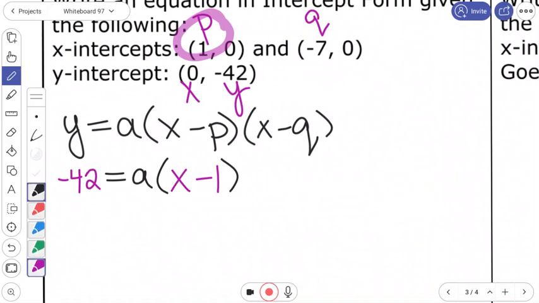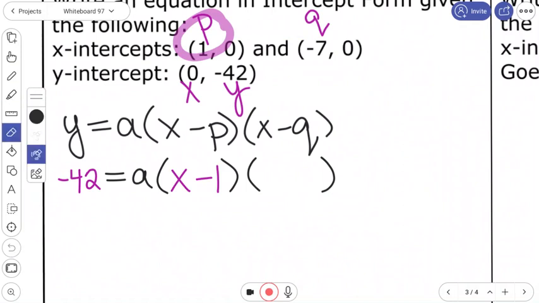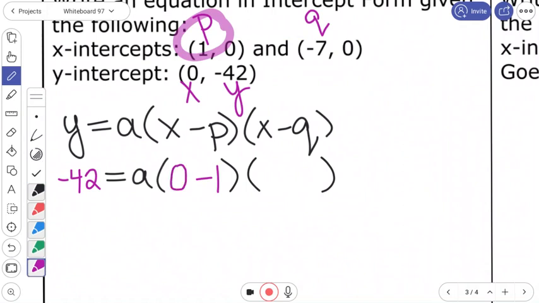Also, when we substitute in our x minus q, our x value that we're using is still, oh, I forgot to change this one out. Sorry. Instead of writing x, we want to write our x value. What was our x value? 0. Okay, our x minus q, that's going to be 0 minus a -7, which really means +7. Okay, so step 1, label P, Q, X, Y. Step 2, sub in your values. Step 3, we're going to solve for A.